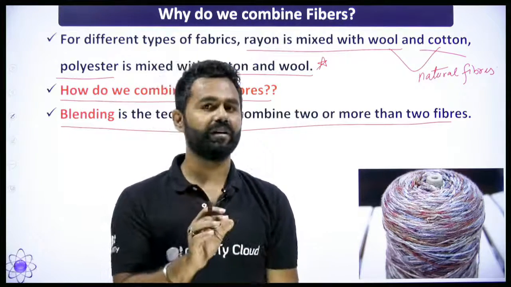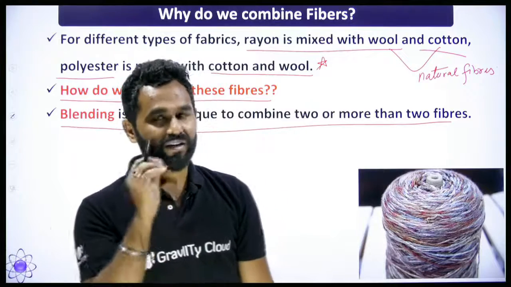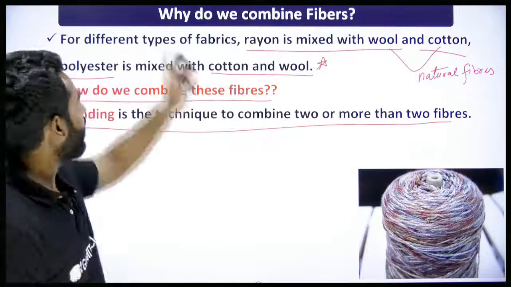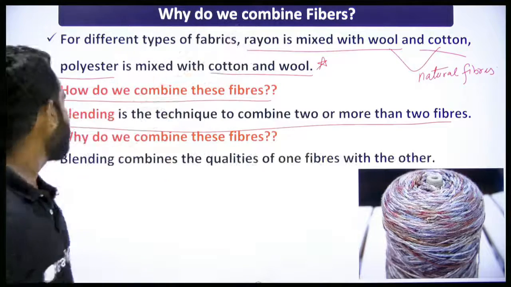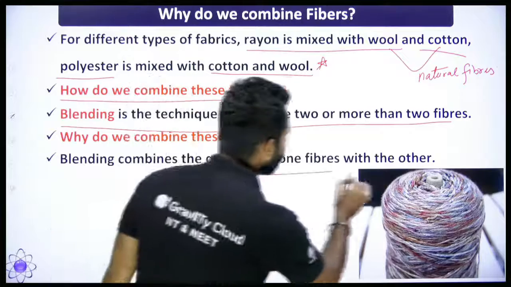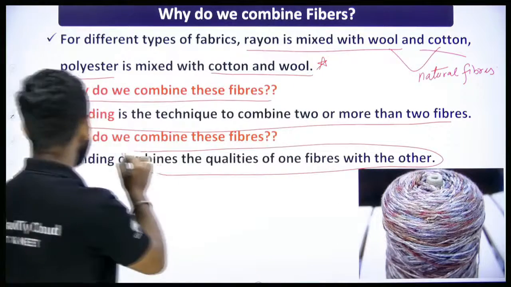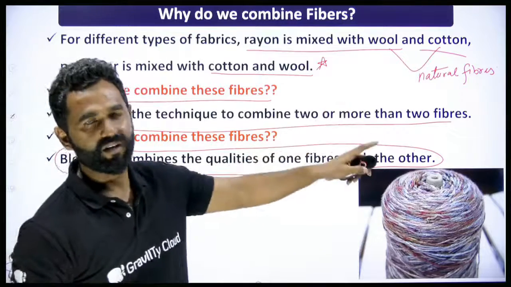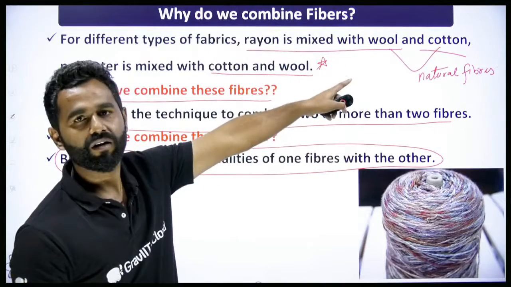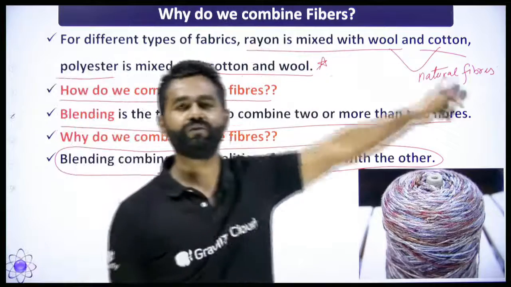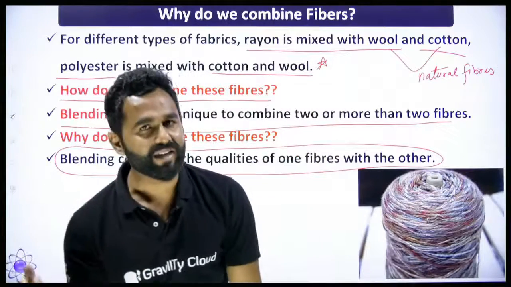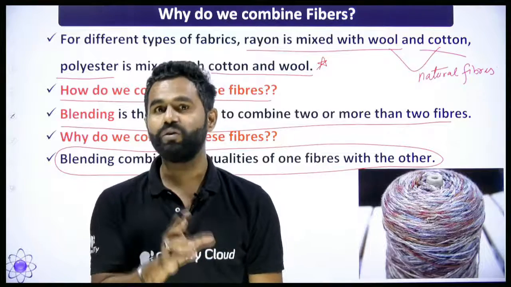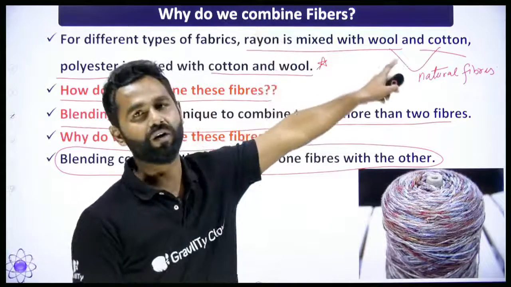That different type of material is very helpful. Now, by saying this, I will tell you the answer to why we combine the fibers. Combining the fibers gives the quality of one fiber along with the other. So if I combine rayon with wool, the final synthetic fiber or the final product which we get will have the properties of both rayon and wool.